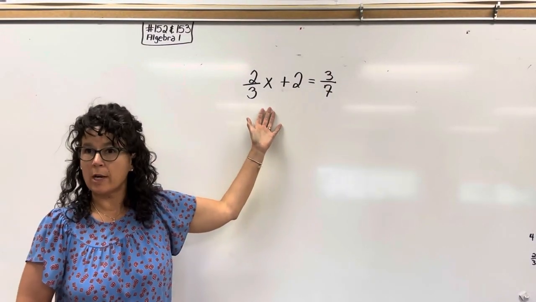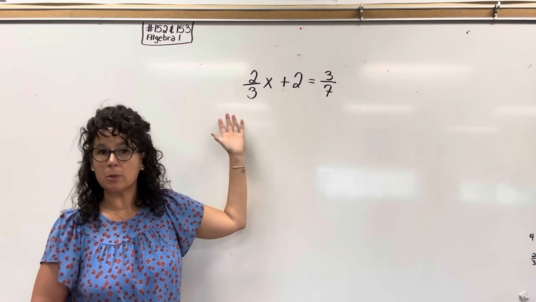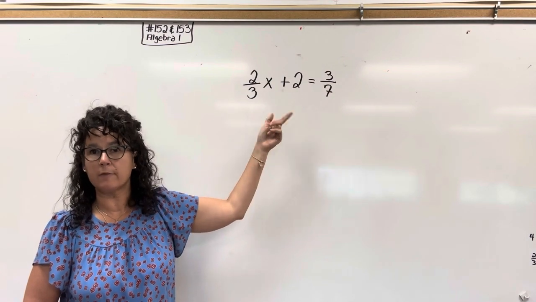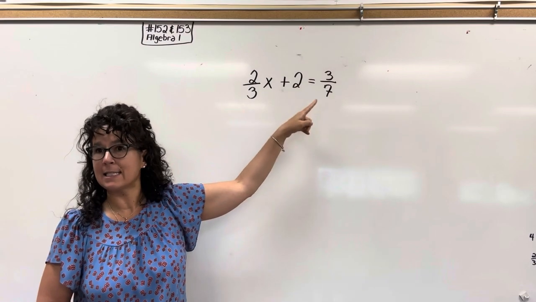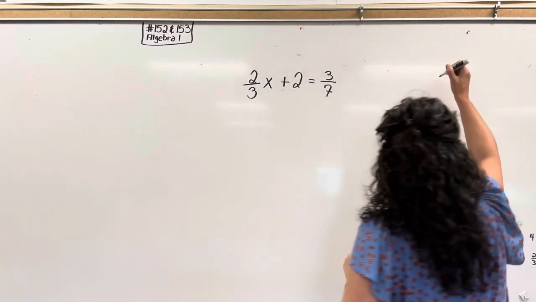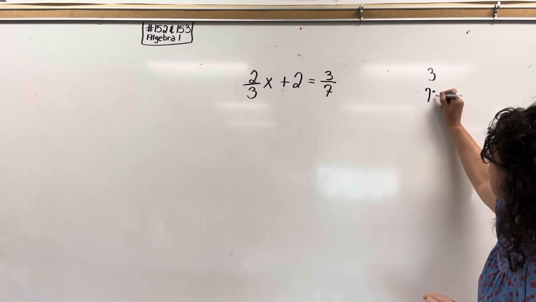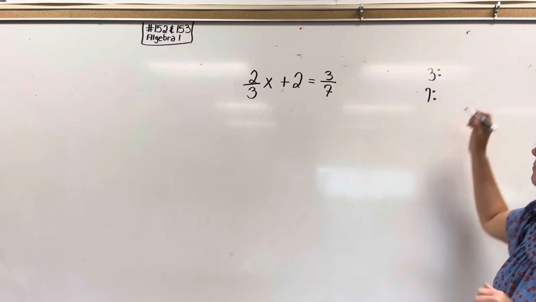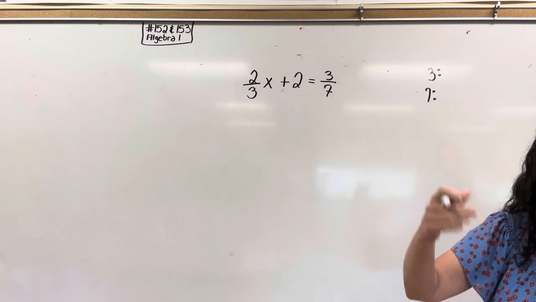To solve the equation that has fractions, a great strategy is to multiply both sides by the common denominator, or the least common multiple of the denominators. So I'm immediately going to take the numbers 3 and 7 and come off to the side. So 3 and 7. Let's list out their multiples. To get multiples, you multiply by 1, 2, 3, 4.